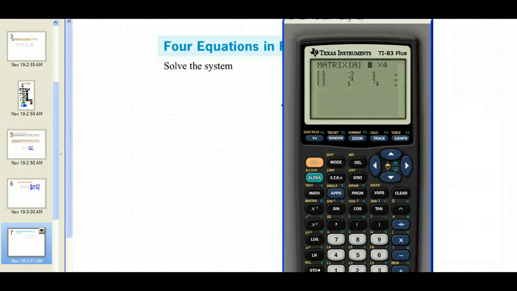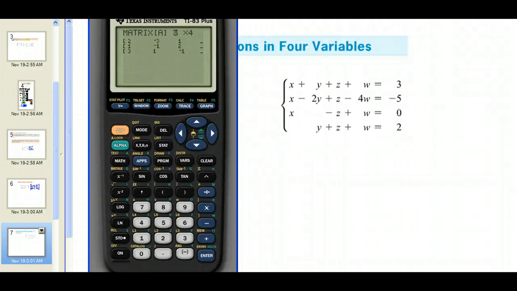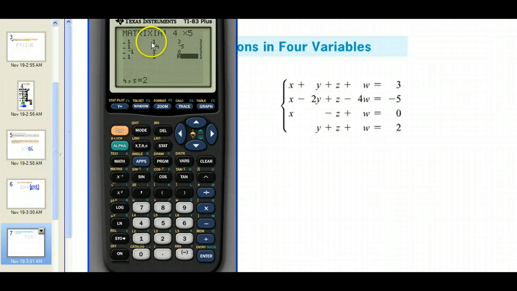This time we've got 4 equations, so we're going to put a 4 here. Okay, 4 variables, 1, 2, 3, 4, and a constant. So that means we're going to take 4 and add 1 and get 5. Alright, now I'm going to put all this in. Alright, so I've got it all in there.